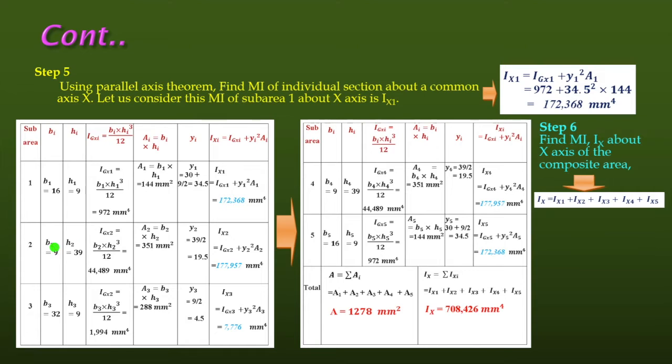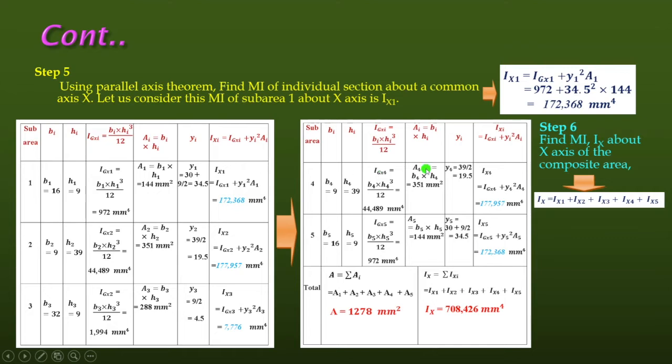This is all a rectangular section. So all have the width and height. B is the width and height is the h. Width means the dimension of the rectangle which is parallel to x-axis, that is B, and perpendicular to the axis, that is h. Substitute and get these values.